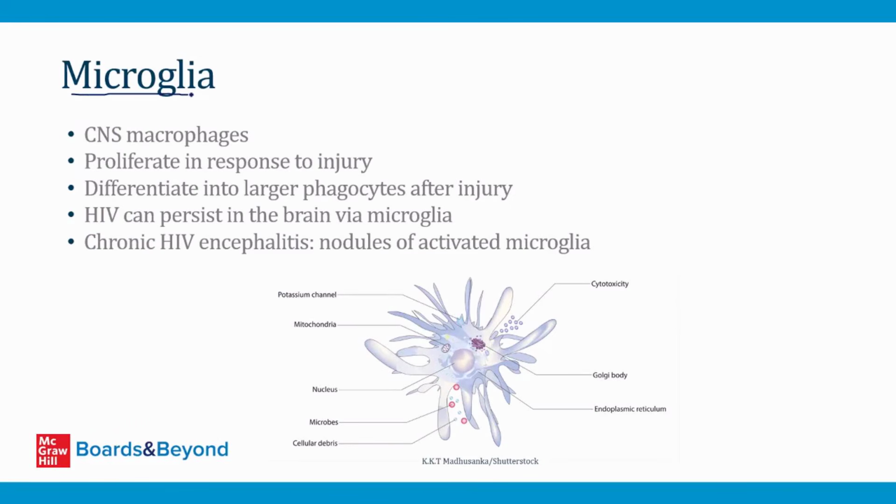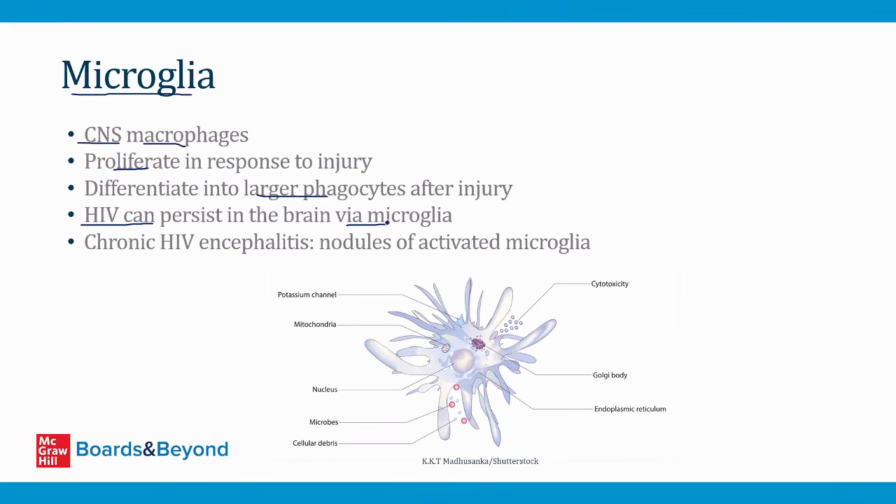And as I told you earlier in this video, microglia is just another name for macrophages that reside within the central nervous system. And these macrophages, just like other macrophages, can proliferate in response to injury. After injury to the central nervous system, they can become larger phagocytes that consume debris and other things like that. Most important thing to know about microglia in terms of the Step 1 exam is that HIV can persist in the brain inside these macrophages. This is something that's been studied extensively in the basic science literature.